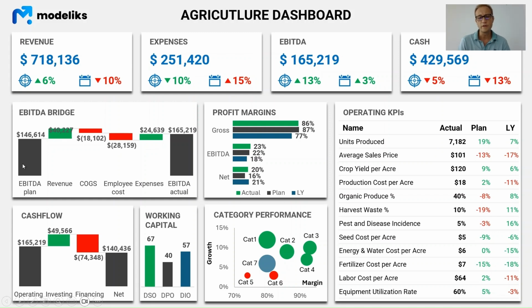Now, there are two charts we want to look at when we talk about profitability. First is the EBITDA chart. EBITDA is our operating profit. The EBITDA bridge chart tells us how much was our planned EBITDA, how much is our actual EBITDA for the period which we're reporting, and then the reasons for the difference between our plan and our actual EBITDA.